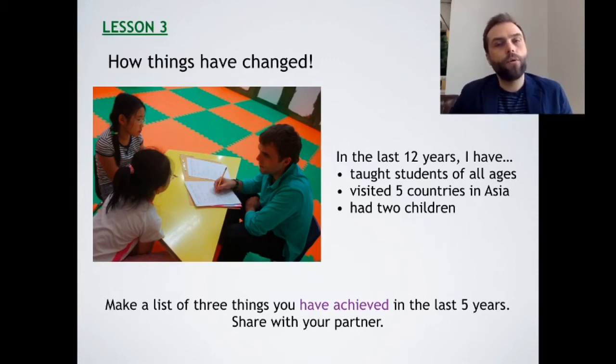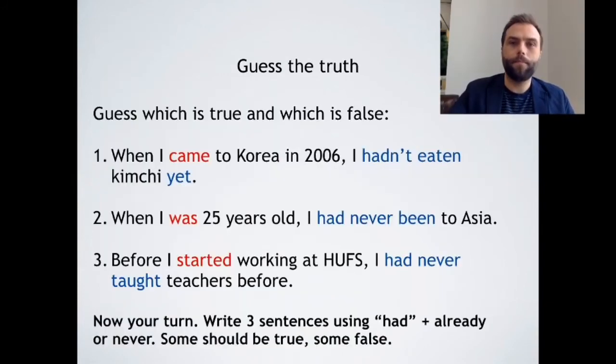Okay, so here's a little warm-up task. Make a list of 3 things you have achieved in the last 5 years and share with your partner. Okay, so a list of 3 things, kind of amazing things you've done or places you've been, and so on. Okay, so that's a nice little warm-up task just to get started on this lesson.